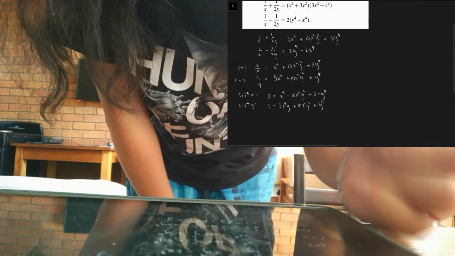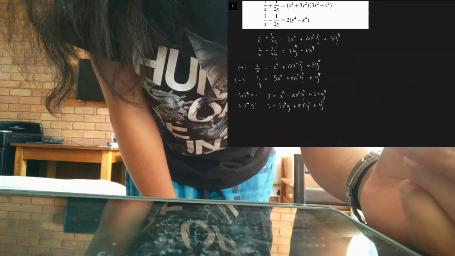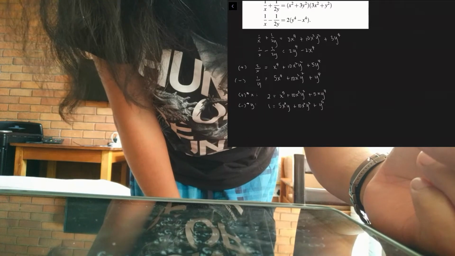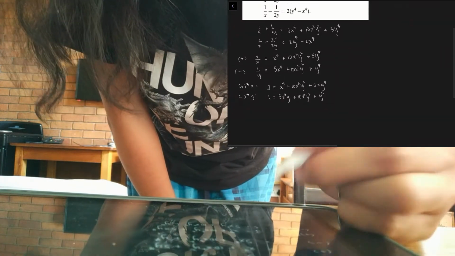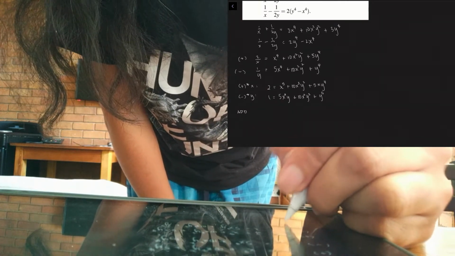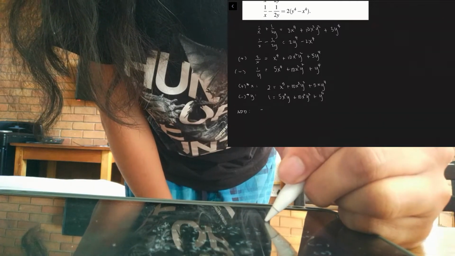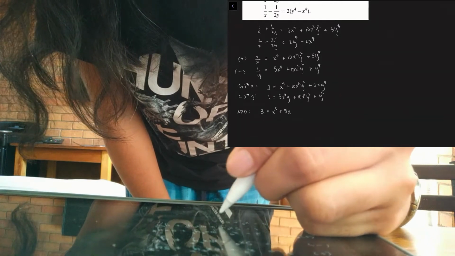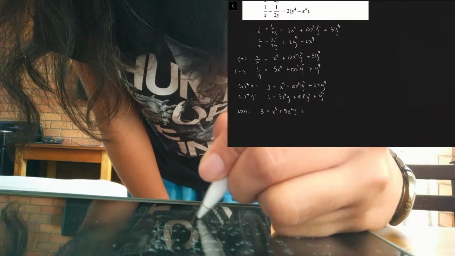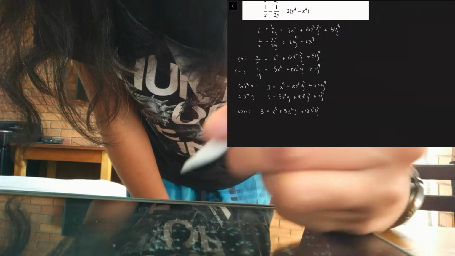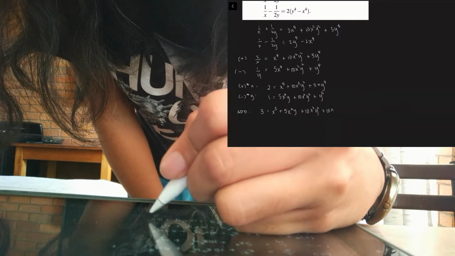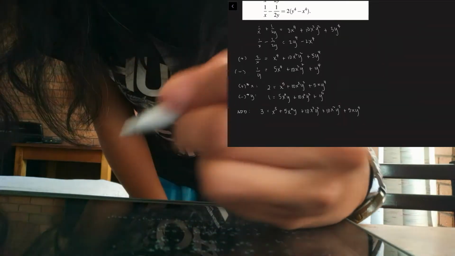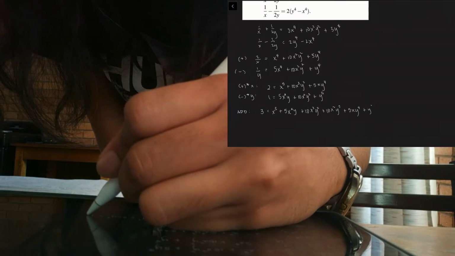So now what do we do next? Look, I'm seeing that the coefficients on the right hand side of both equations belong to Pascal's triangle. They are binomial coefficients. So let's add these equations again. We get 3 equals x to the fifth plus 5x to the fourth y plus 10x cubed y squared plus 10x squared y cubed plus 5x y to the fourth plus y to the fifth.